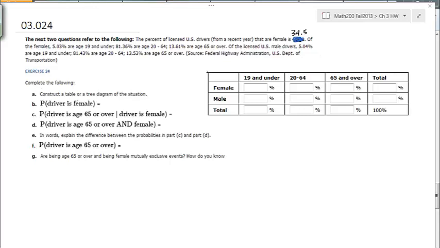It says to complete the following. They want us to construct a table or a tree diagram. I think the table would be appropriate here, and then it's asking us to find some probabilities. So let's go ahead and do that.